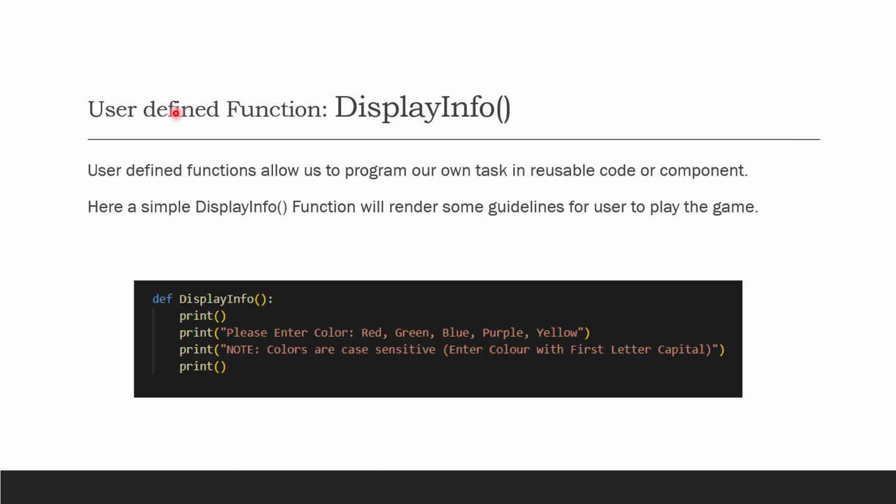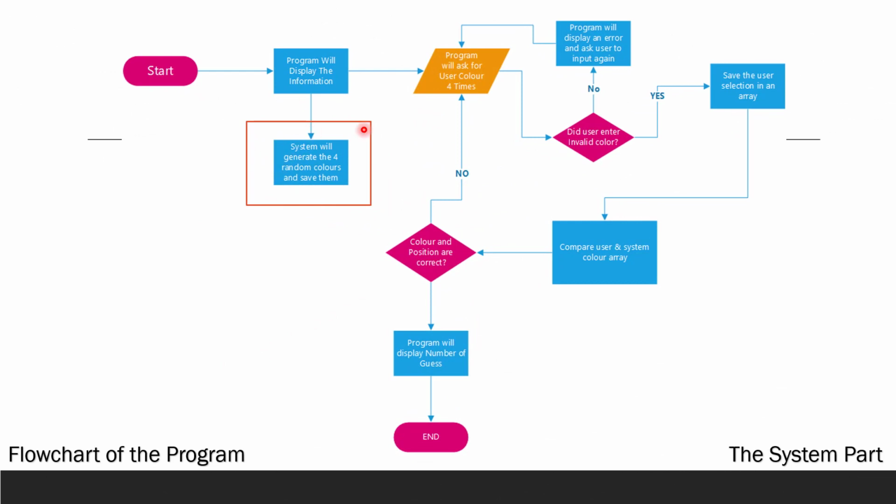Okay, so first let's talk about our user function part. The user defined function is display info in our program. This part basically holds 2 user defined functions. This is the one that's simply displaying guidelines. We have one more user defined function, but we will discuss that function later in the presentation.